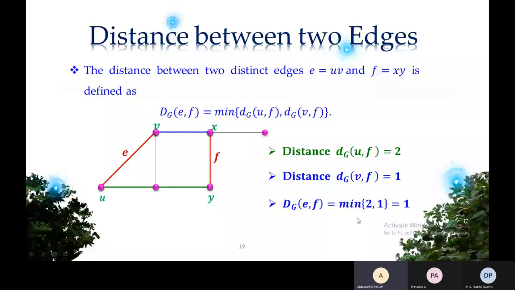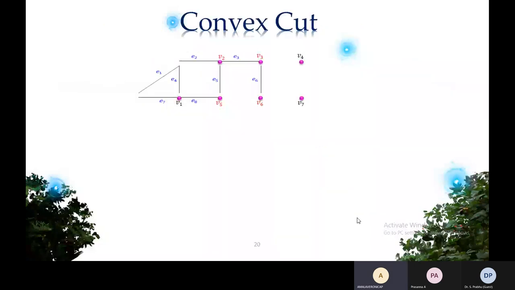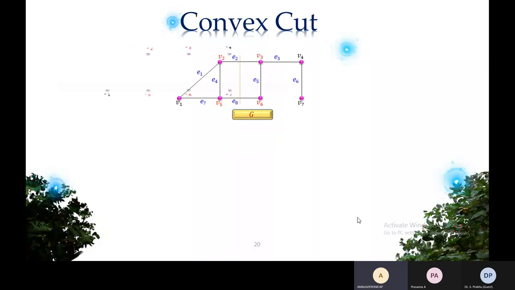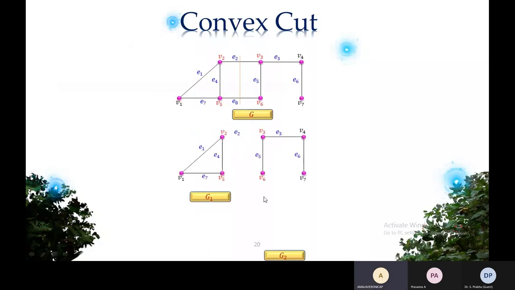Convex cut. Just consider the graph. Now I'm going to introduce a cut, which is the removal of some edges from the original G. So E2 and E8 are the edges, which when I remove, I get two components. These two components are convex subgraphs, because if you take any two vertices and find the shortest path, it lies wholly in G1 or G2. Similarly for G2. Therefore, you can say G1, G2 are convex subgraphs of the original graph G.